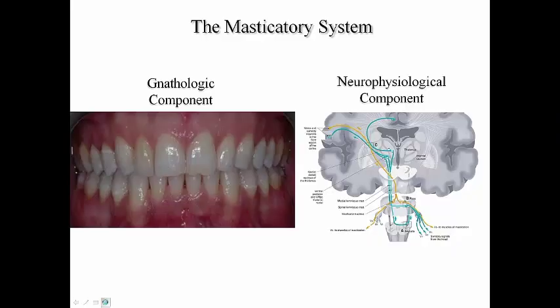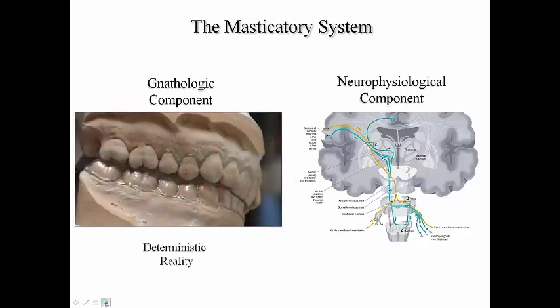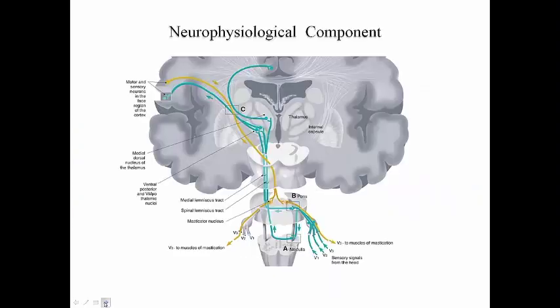However, we consider the gnathological component as a deterministic reality because we can touch it with our hands, we can observe it with our eyes, and finally we can interpret it through our current knowledge. While we consider the neurophysiological component as an indeterministic reality because we can't touch it with our hands, we can't observe it with our eyes, and finally, we can only hope to interpret it after it has been tested by external inputs called triggers. When the two components or the realities are coupled, then we can talk about physiology and maximum efficiency of the system itself.